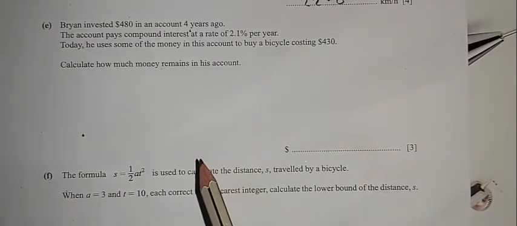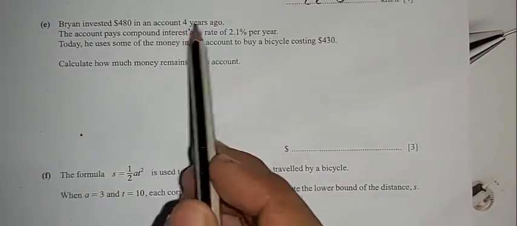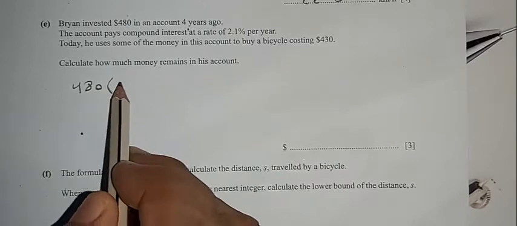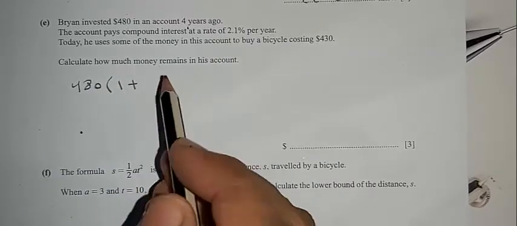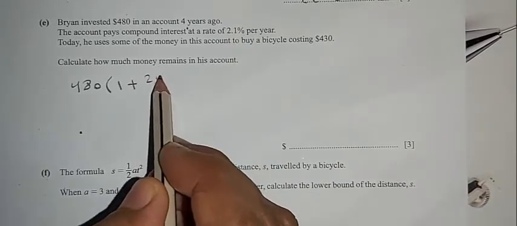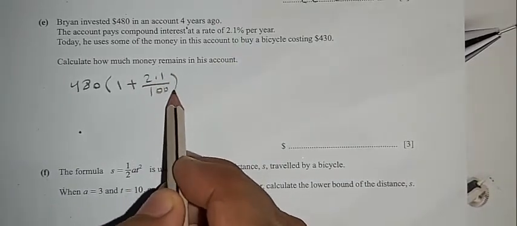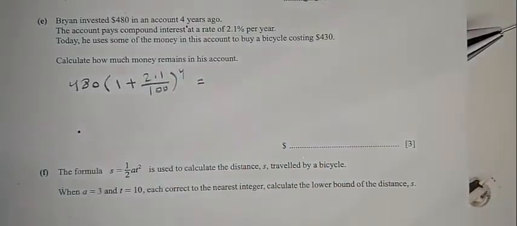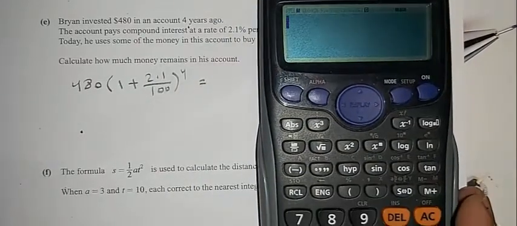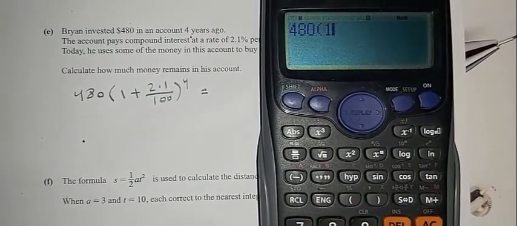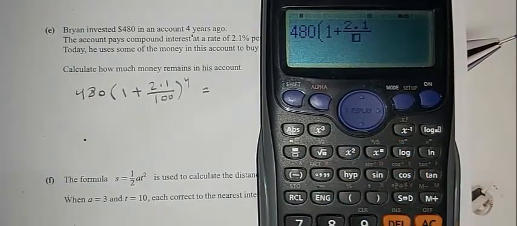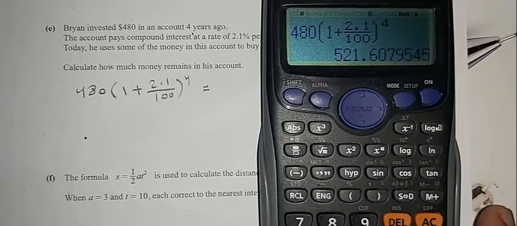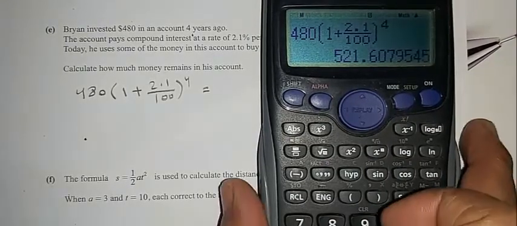Okay, to calculate the money after 4 years equals 480 times 1 plus R over 100. R here is 2.1 over 100, all to the power n, the number of years, 4. Okay, this equals 521.6.